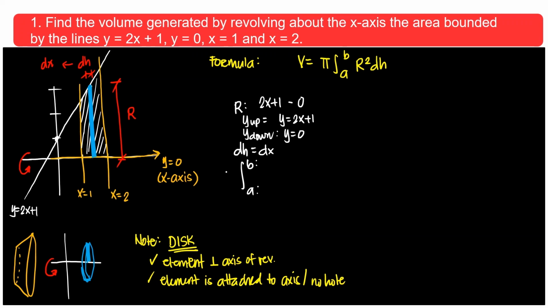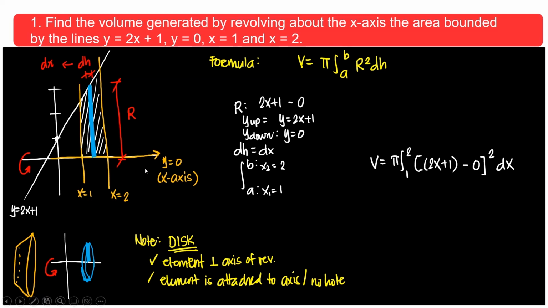And then, what are the limits? Look at the variable of integration. It's in terms of x. That means the blue portion would be traveling from left to right, from x equals 1 up to x equals 2. Therefore, the working equation that I have is pi from 1 to 2 of 2x plus 1 minus 0 squared dx.